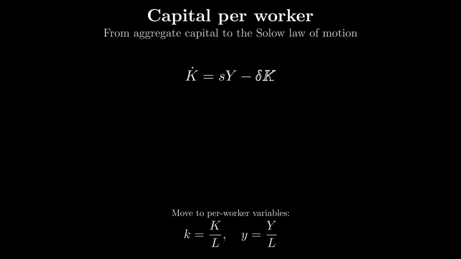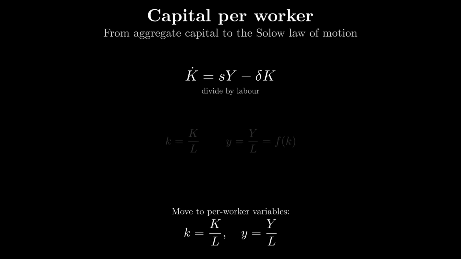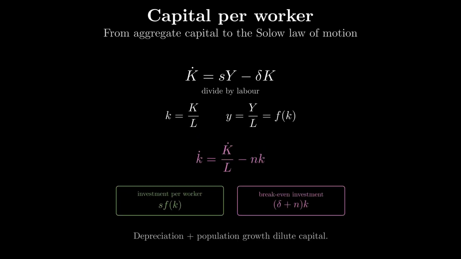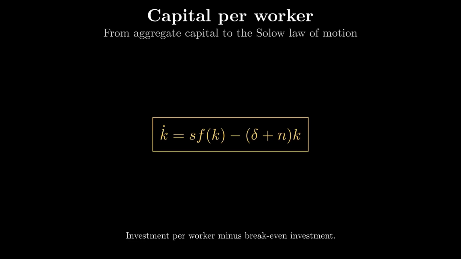However, the Solow growth model is not mainly about the total capital. It is more about capital per worker. So, we divide by labor and move to per worker variables. Investment per worker is sf, but capital per worker is also diluted by depreciation and population growth. That gives us the central equation of the basic Solow growth model. Capital per worker changes according to investment per worker minus break-even investment.